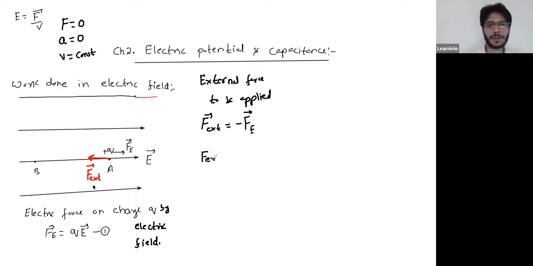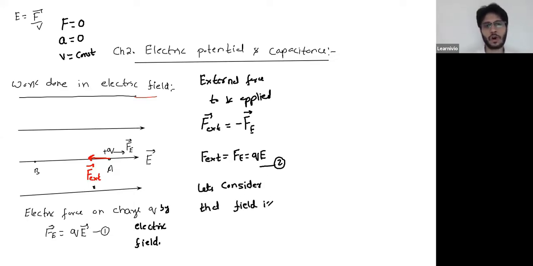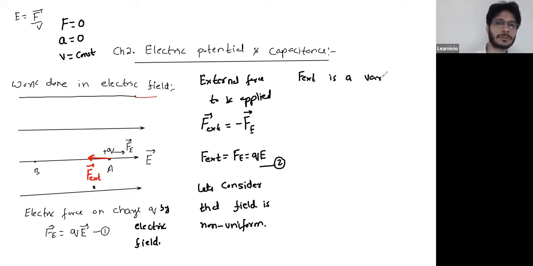If I consider the magnitude, then the magnitude of F external is exactly equal to the magnitude of Fe, which is equal to QE. That's my second equation. Now let's consider that the field is non-uniform. Let's take a very general case, where the electric field is non-uniform. That means this F external is a variable force.